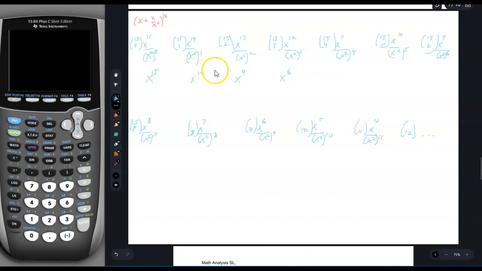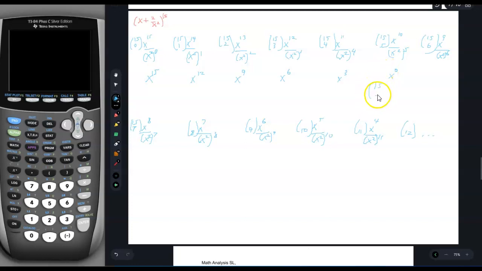X to the 15th, x to the 12th, x to the 9th, x to the 6th. What do you think the next one's going to be? Yeah, x to the 3rd. What do you think the next one would be? Ah, the constant term, x to the 0. So x to the 10th divided by x to the 10th is x to the 0. So now we found it. Now that we've found it, we can develop it completely.